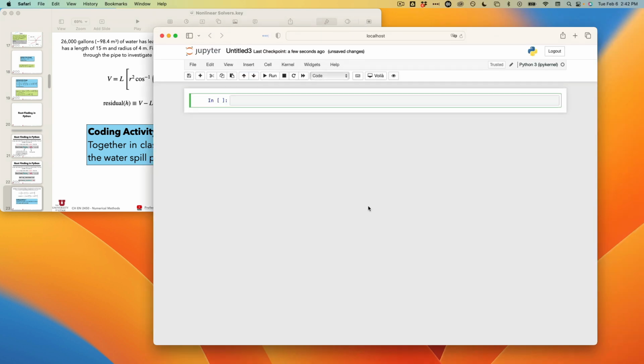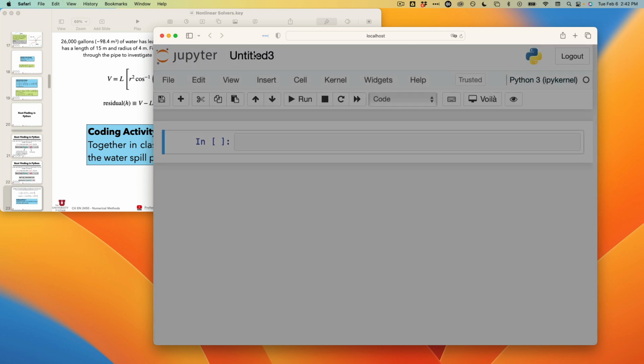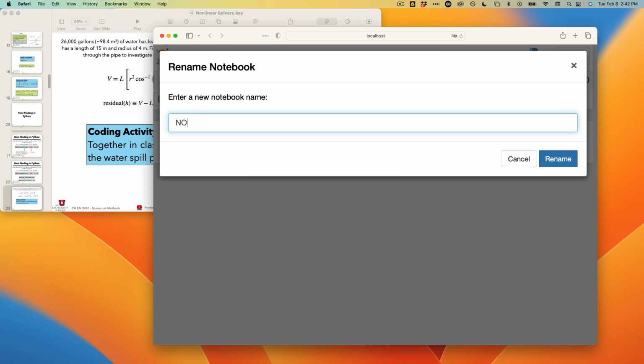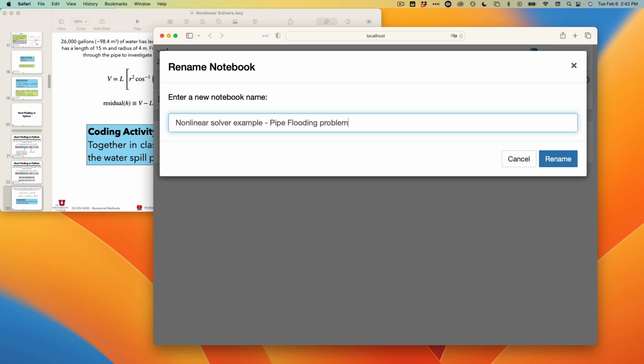All right, so let's zoom in. Nonlinear solver example, pipe flooding problem. That's in class. We're doing that in class.